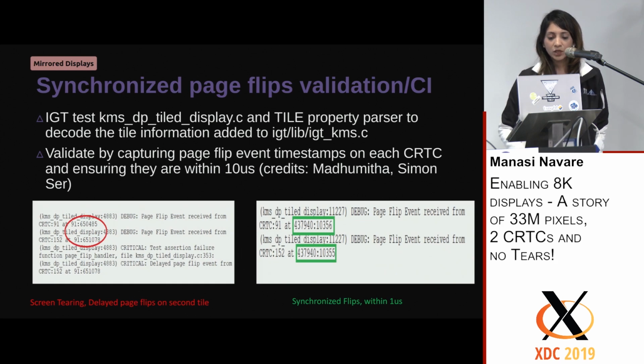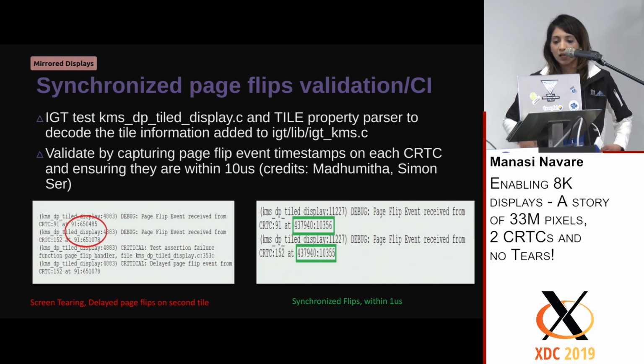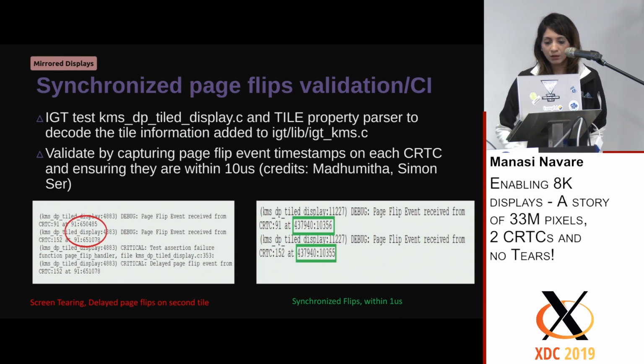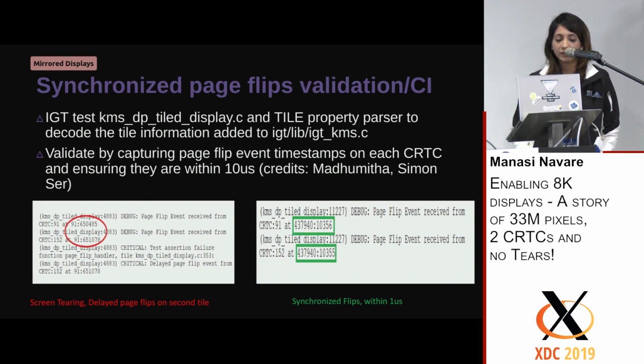It's kms_dp_tile_display.c, and we also wrote the tile property parser to decode the tile information. So that's going to read the tile property and get the tile information from the kernel and spit out the data to user space in terms of the tile offsets, tile location, everything that it needs to set up that frame buffer and CRTC offsets. That's also upstream in the IGT lib. So we validate this by actually capturing those page flip events. We talked about those a lot of times earlier this morning.